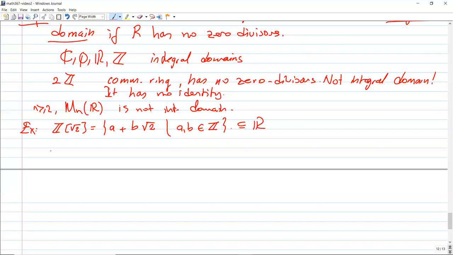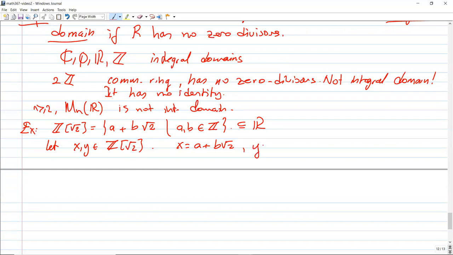So if you take any two elements, let's show that it's a subring. Let x and y be two elements in Z adjoined square root of 2, so that we can write x as a plus b square root of 2.